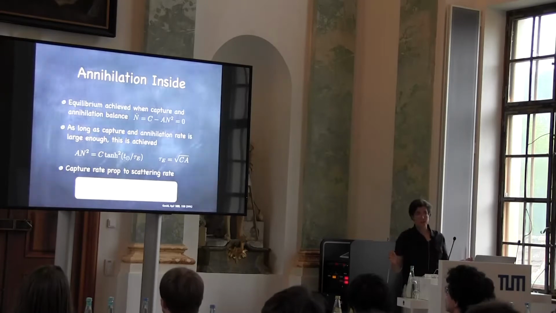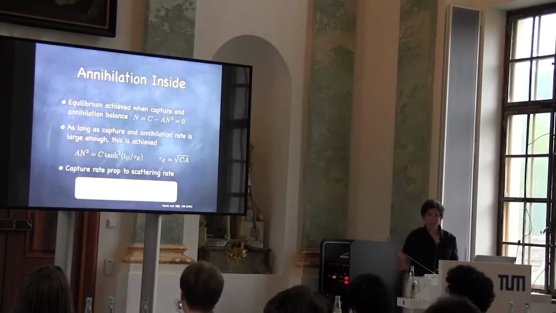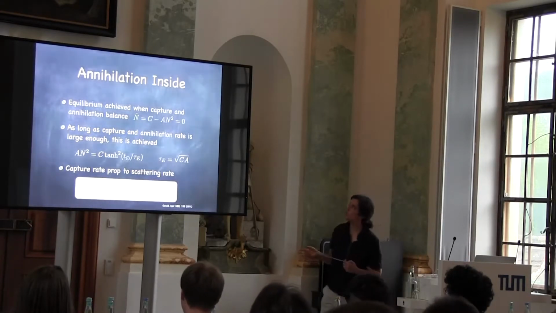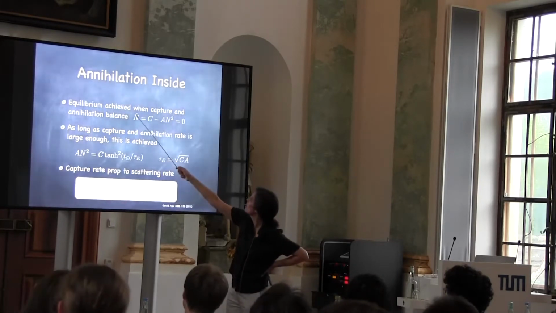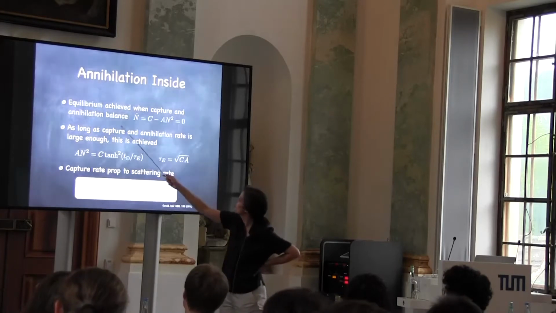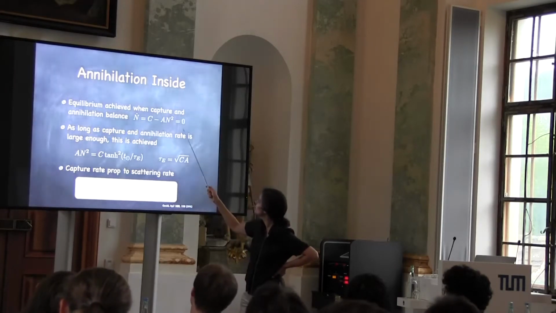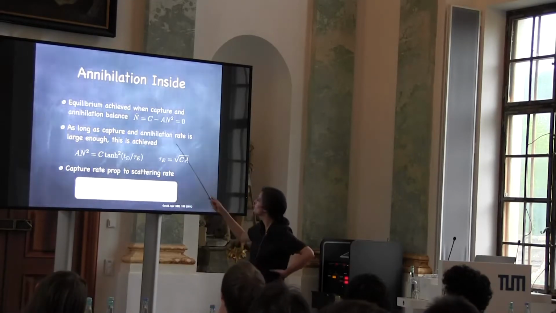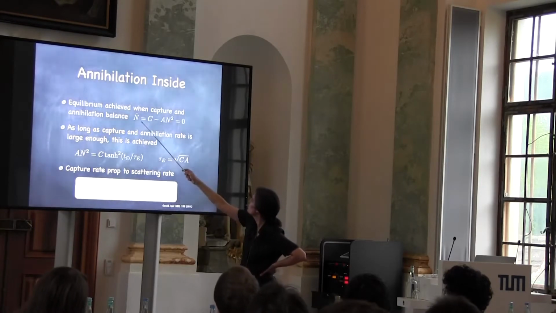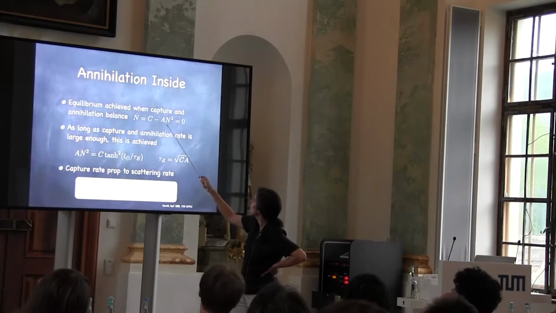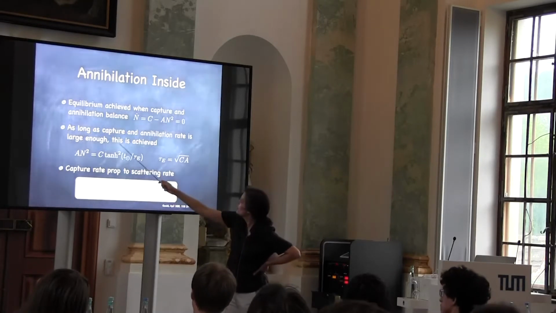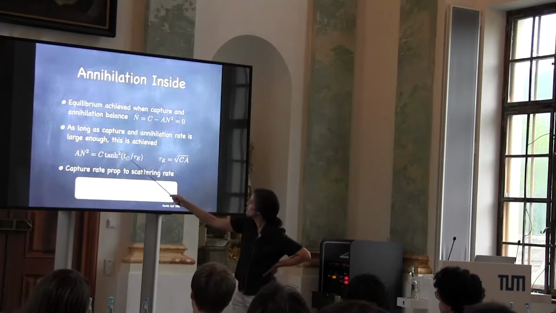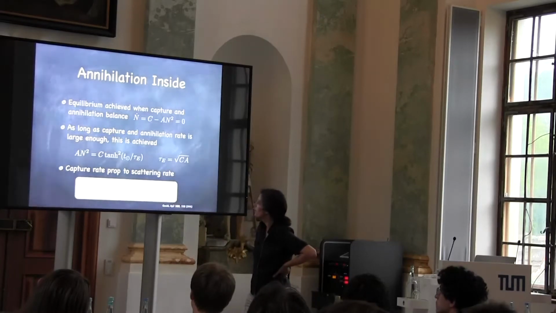So within the context of WIMP dark matter, what happens is you achieve equilibrium inside of this object. The capture and the annihilation become balanced against each other. You can show just by solving the equations that you tend to be driven to where the capture and the annihilation rates are balanced against each other. So as long as the capture and annihilation rate is large enough, this is achieved.